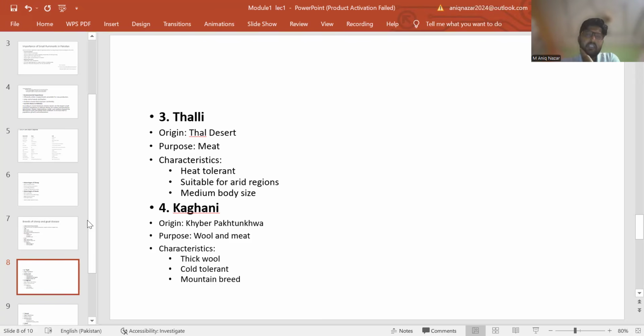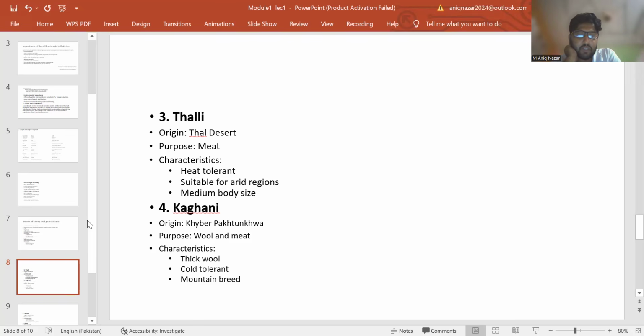And third is Thali. Thali is a desert breed. Its purpose is meat production. Its characteristic is that it can bear a lot of heat stress. It is suitable for heat stress environments like deserts in Pakistan, in Bahawalpur, Rahim Yar Khan areas, or in Layyah. It has a medium body size.